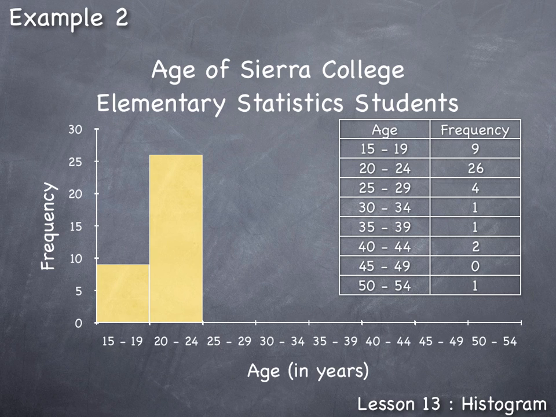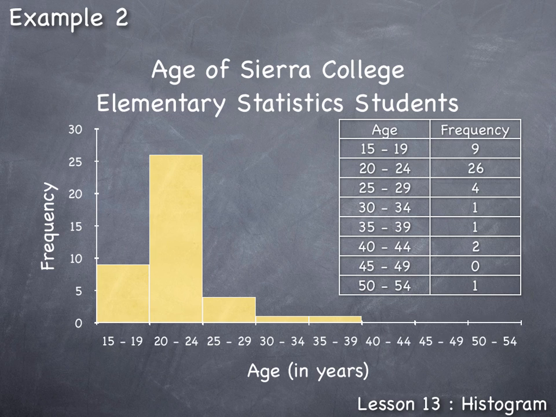Next, drawing a bar touching that bar, we make it so it totally surrounds the 25 to 29-year-old age group, and its frequency was 4, so it gets drawn to a height of 4 on the frequency scale. The next age group, 30 to 34-year-olds, there was only one student there, so the rectangle drawn surrounding the 30 to 34 age group only goes to a height of 1. Same thing for the 35 to 39-year-old age group. We draw a bar totally surrounding the 35 to 39-year-old age group up to a frequency of 1.